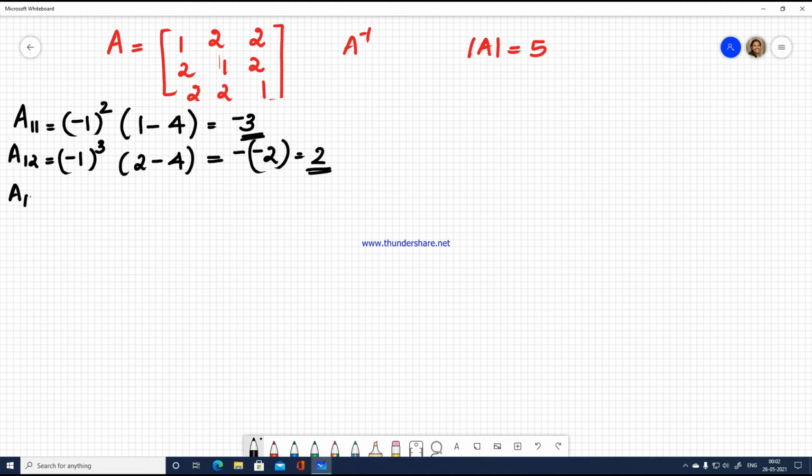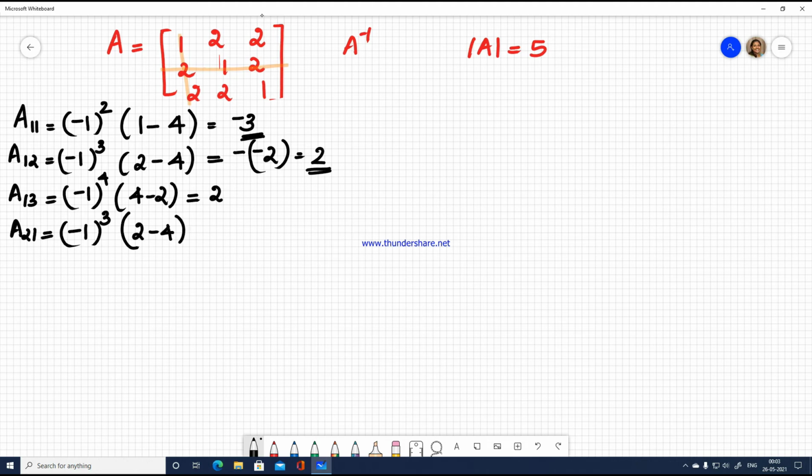Then A13 is equal to minus 1 raised to 1 plus 3, that is 4. So you cover this particular column and the row, it will be 4 minus 2. So it is 2. A21 is equal to minus 1 raised to cube. Then you have to cover this particular column and this particular row. So you will get the answer as 2 minus 4, that is minus of minus 2. You get the answer 2 again.